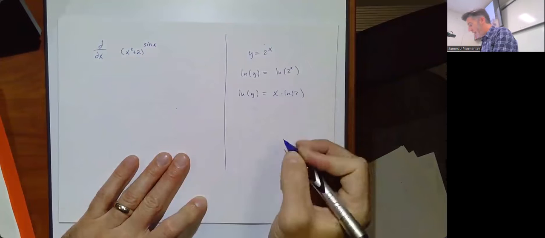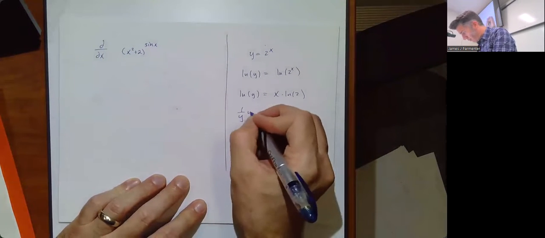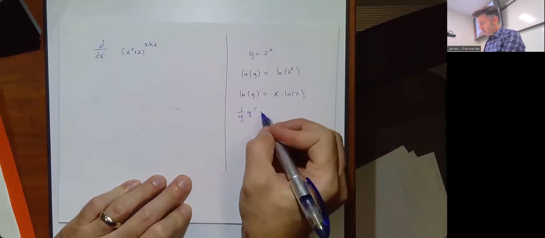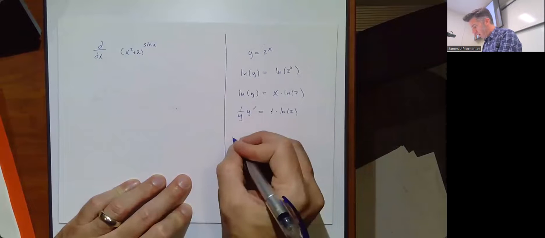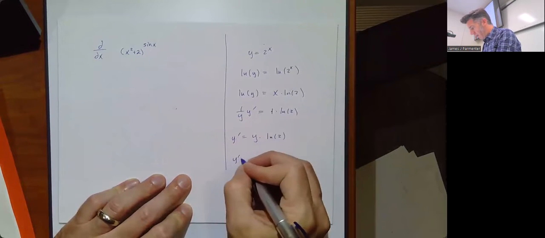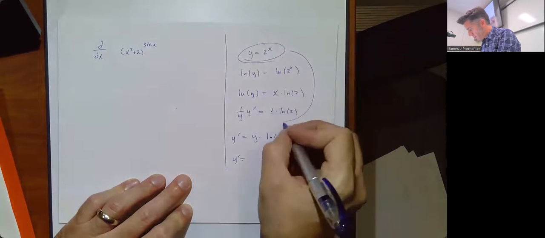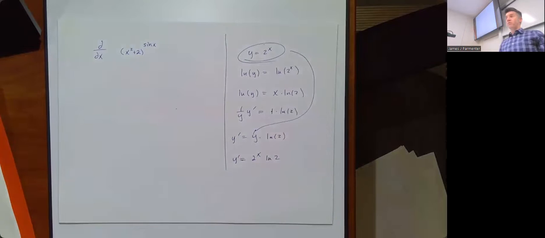Bring down the power. And then we took the derivative of both sides. And the natural log of y was 1 over y times y prime. And the derivative of x times a constant was just 1 times the constant. And then we got y prime equal to y times natural log of 2. And then y prime was y times natural log of 2, which we know is the derivative of 2 to the x. So the derivative of 2 to the x is 2 to the x times natural log of 2. Or the derivative of a to the x is a to the x times natural log of a.